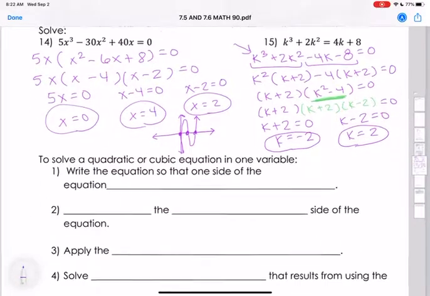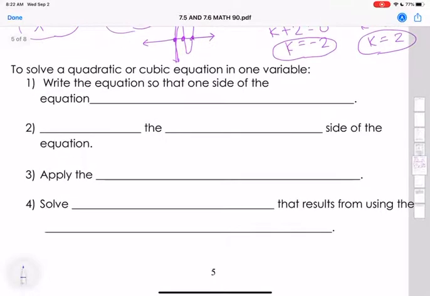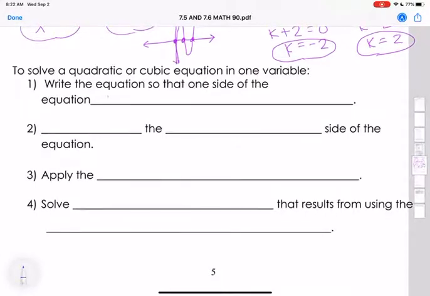Next, going to finish off this page here. We have to solve a quadratic or cubic equation in one variable. Write the equation so that one side of the equation is, what do you think? What did we just do? We made sure that one side of the equation is equal to 0.